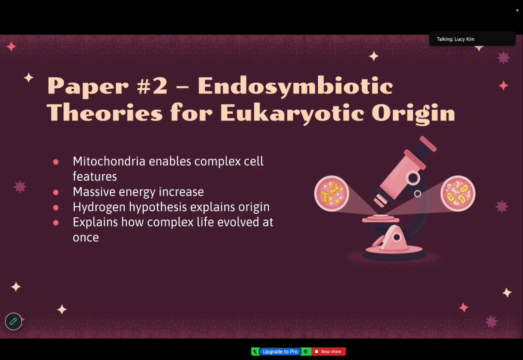Overall, the paper argues that the energy constraints are what shaped evolution, and that this single symbiotic event can explain how complex life evolved once. Complex life did not evolve gradually, but emerged from a partnership that changed what the cells were capable of.